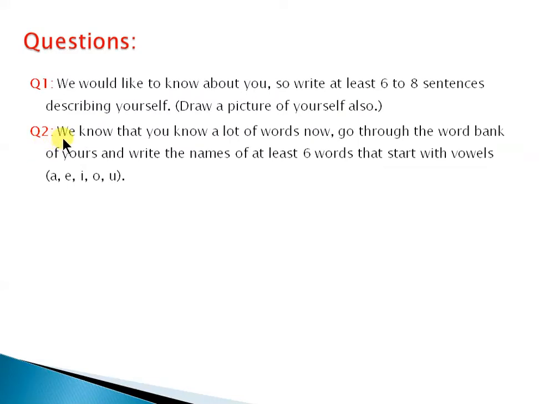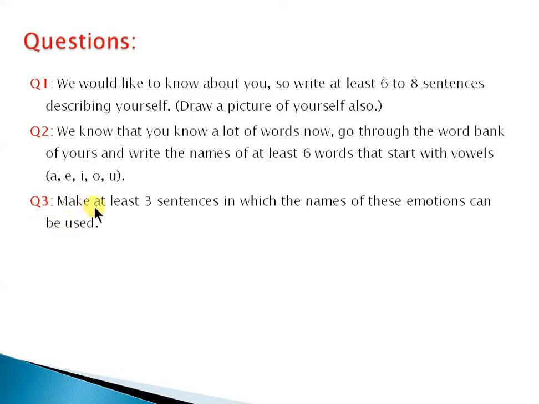Question number 2. We know that you know a lot of words. Now go through the word bank of yours and write the names of at least 6 words that start with vowels A, E, I, O, U. Question number 3. Make at least 3 sentences in which the names of these emotions can be used. Number 1, happy. Number 2, sad. Number 3, angry. Number 4, cold. Number 5, cry.